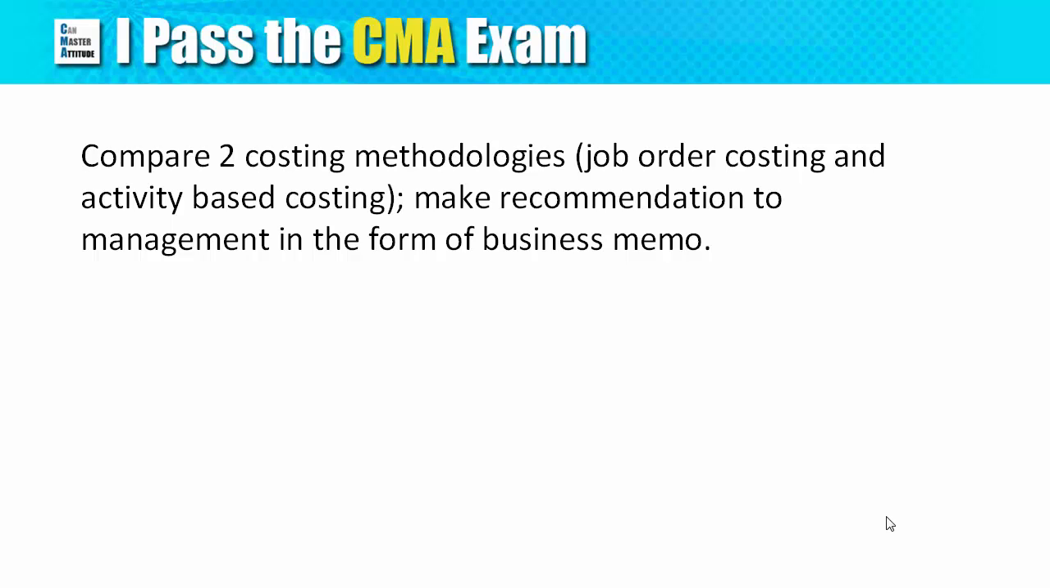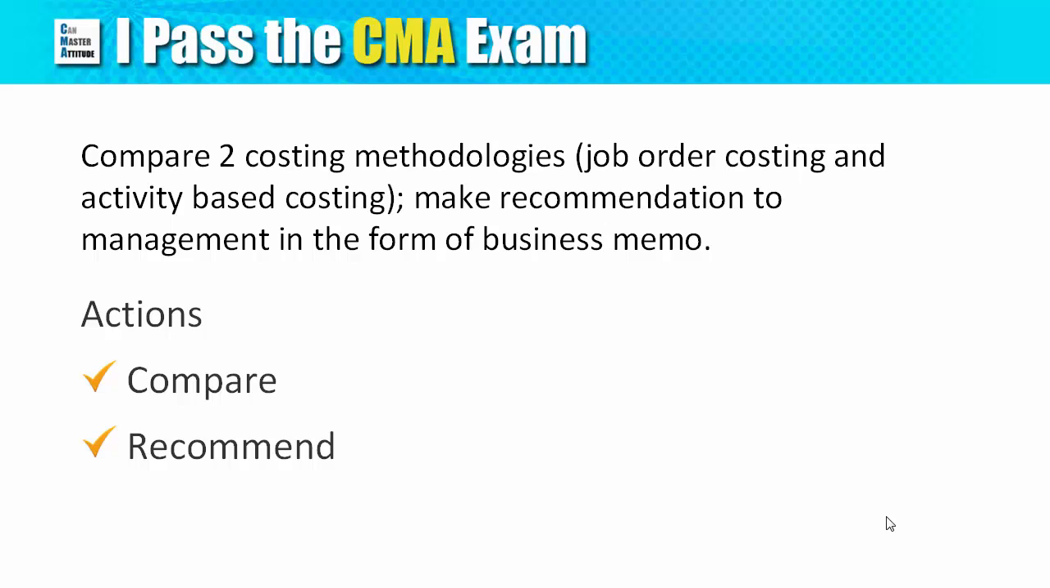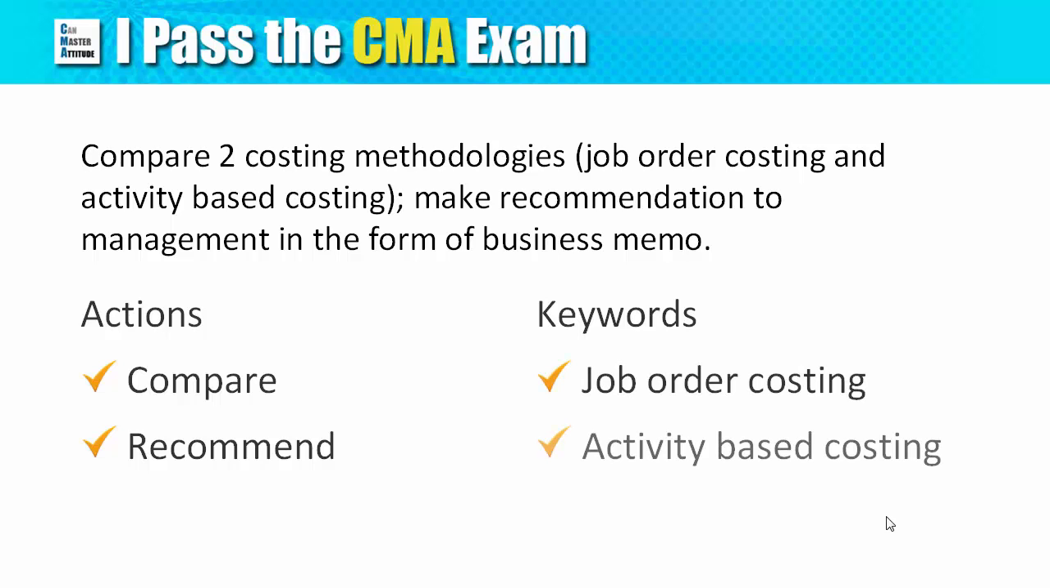Your first step is to understand the question. There are 2 actions here, to compare and to recommend. Then, identify the keywords. In this case, it is job order costing and activity-based costing. Now, you are ready to write the introductory paragraph. My tip for you is to start the first sentence by rephrasing the question of the essay.